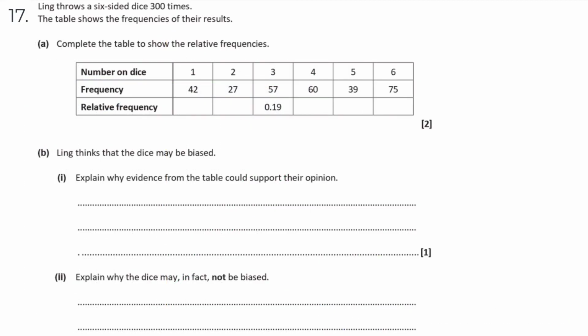Ling throws a 6-sided dice 300 times. The table shows the frequency of their results. Complete the table to show the relative frequencies. Okay, so we've got 1 done already. We already know that the relative frequency for 3 is 0.19. Now you're going to get the relative frequencies by, well, let's just give the formula. Relative frequency is equal to successful trials over total trials.